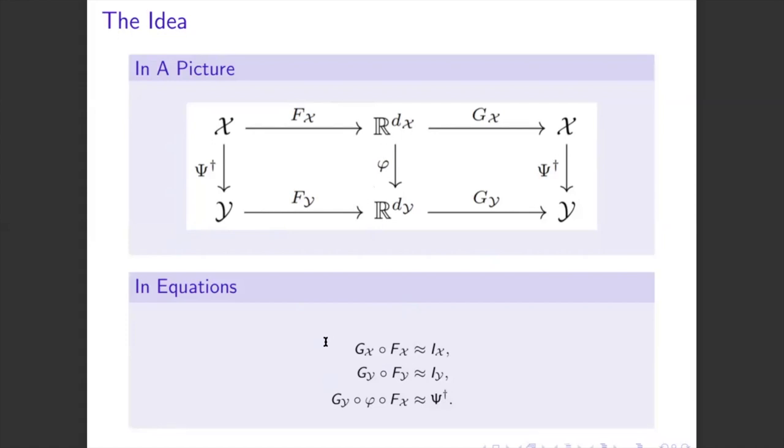So for this to work, I have to have a good choice for varphi, and I have to have a good choice for doing this dimension reduction so that the composition of G with F on both the space X and Y is approximately the identity.